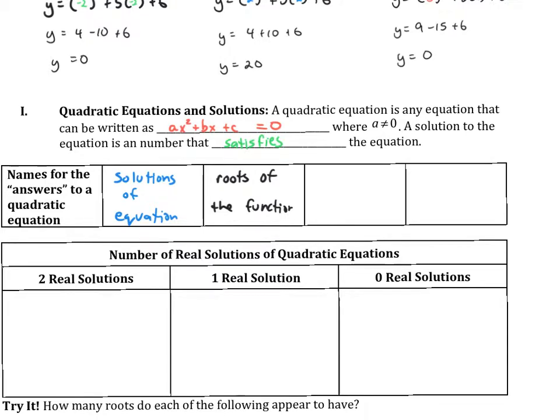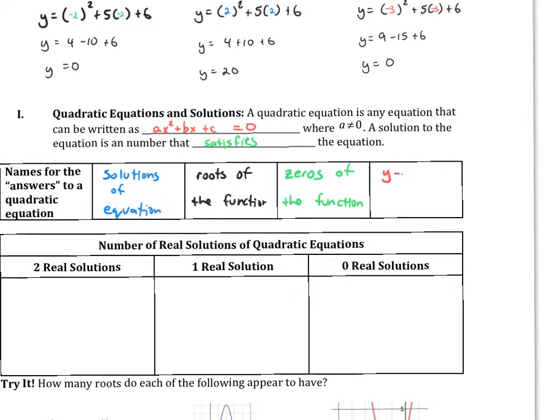Just to confuse you, we have more. Another one is called the zeros, and zeros can be spelled with or without an e. Zeros of the function. And lastly, the y-intercepts of the graph of the function. So the things to pay attention to are solutions, roots, zeros, and y-intercepts. Those are the 4 different names, and they're pretty much synonymous, meaning they mean the same thing. If I'm solving the equation, that's the same as finding the y-intercept of the graph.